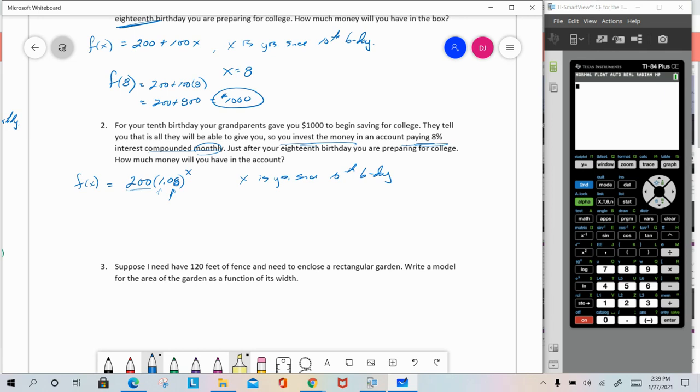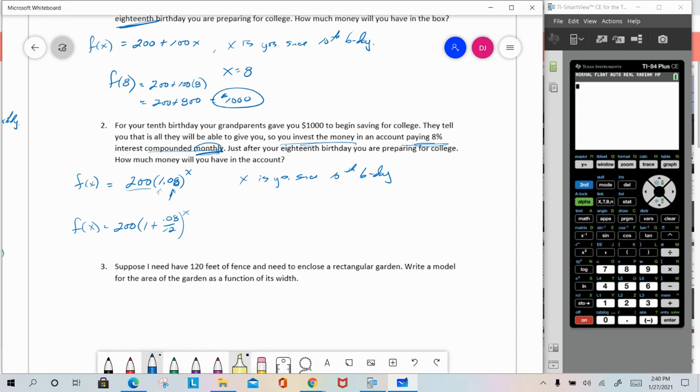Now this would be if our interest is compounded annually, where we're getting 8% interest per year. If your interest is going to be compounded monthly, you're going to have that 100% plus each month you get 1/12 of the 8%. So that function would be 200 times 1 plus 0.08 over 12, to the X. I hope that makes some sense.